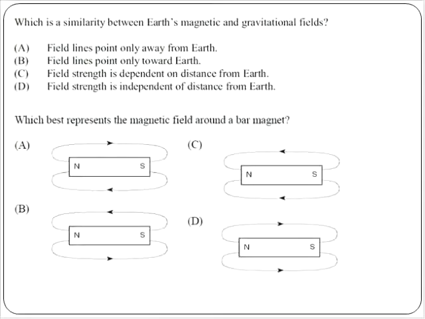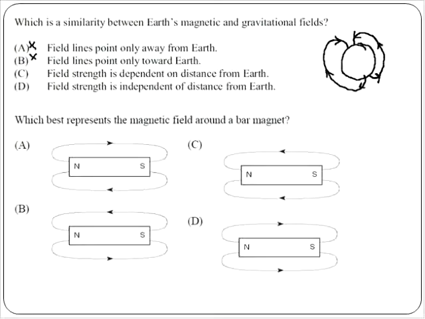Let's try another one. A similarity between the Earth's magnetic and gravitational field. Well, field lines point only away from the Earth. We know that's not true, right? If we looked at the Earth's magnetic field, here's the Earth, the magnetic field kind of looks like there's a giant magnet in it. So the magnetic field would look like this. It would point away here. Remember, that's where the north pole of a magnet would be, up this way, and then down this way. So obviously, they do not always point away from the Earth or towards the Earth. So these two are wrong.